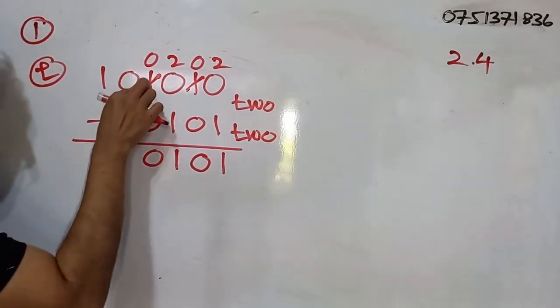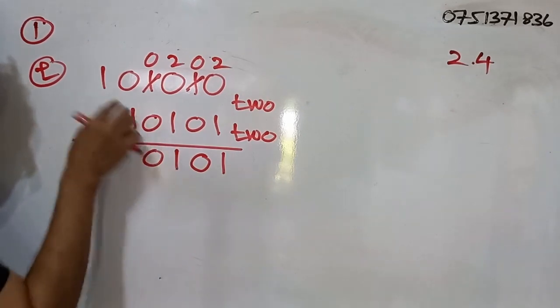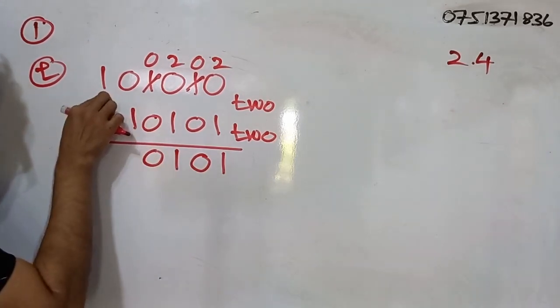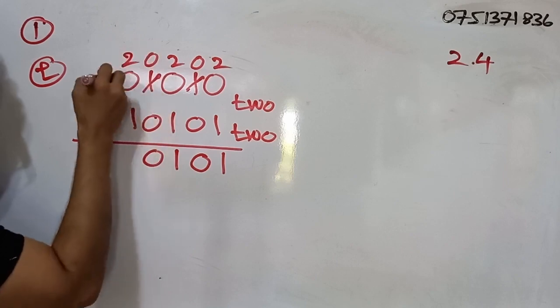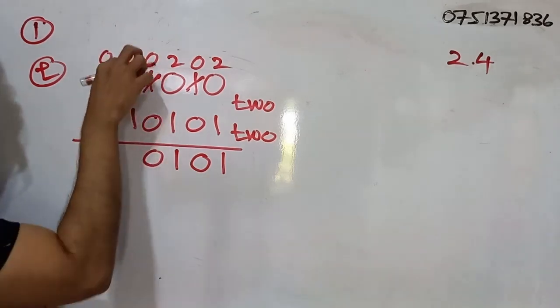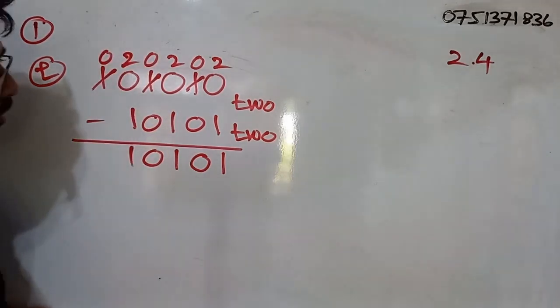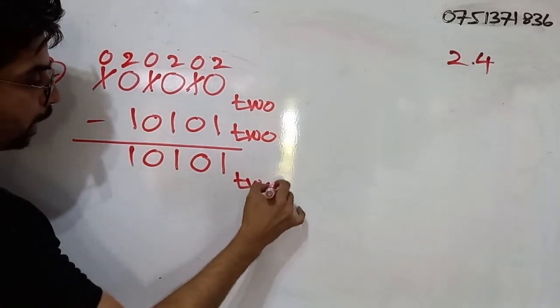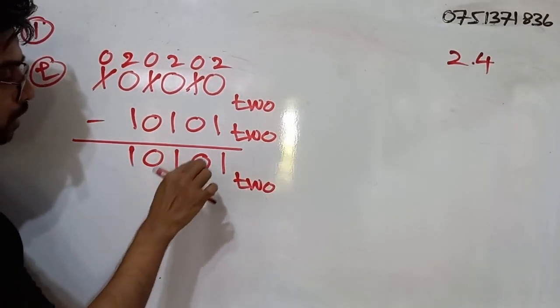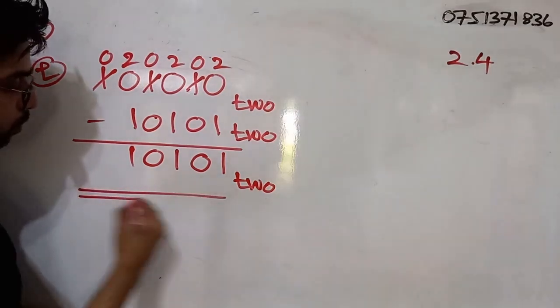Right? Here 0 minus 1 we can't do, so we will borrow this 1. Then this 0 becomes a 2 and this one becomes a 0. 2 minus 1, that's a 1. So the answer is 1, 0, 1, 0, 1, base is 2.